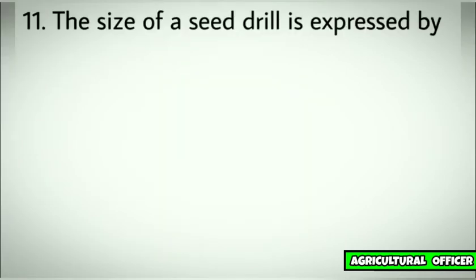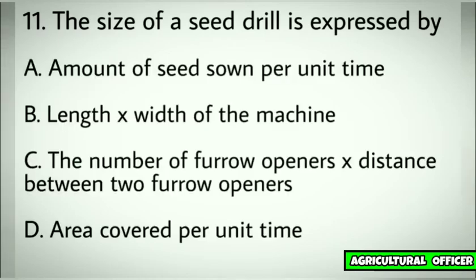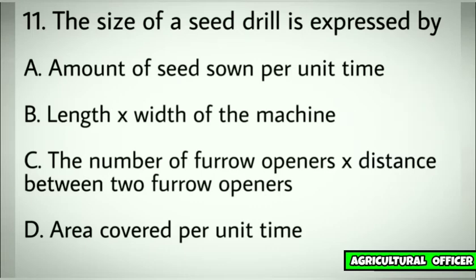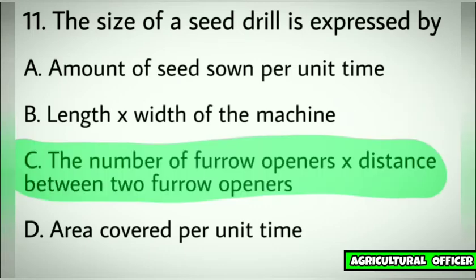Question number 11. The size of a seed drill is expressed by options: A. Amount of seeds sown per unit time, B. Length into width of the machine, C. The number of furrow openers into distance between two furrow openers, D. Area covered per unit time. Correct answer: C. The number of furrow openers into distance between two furrow openers.